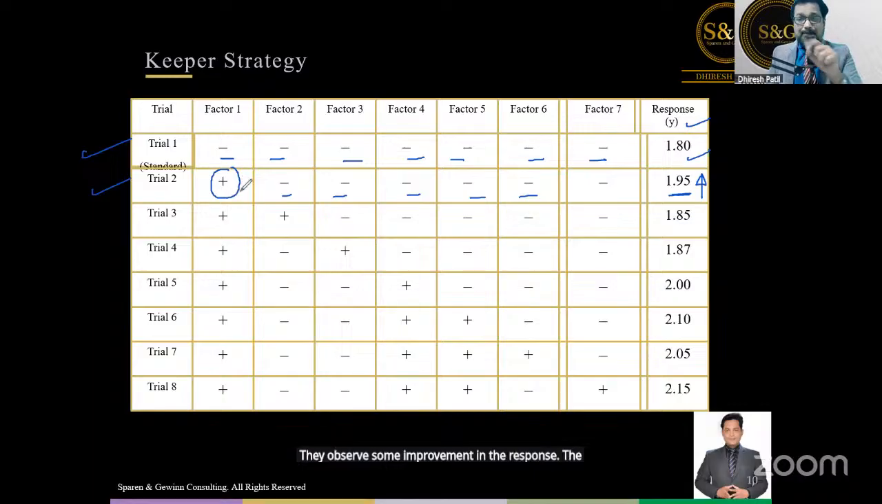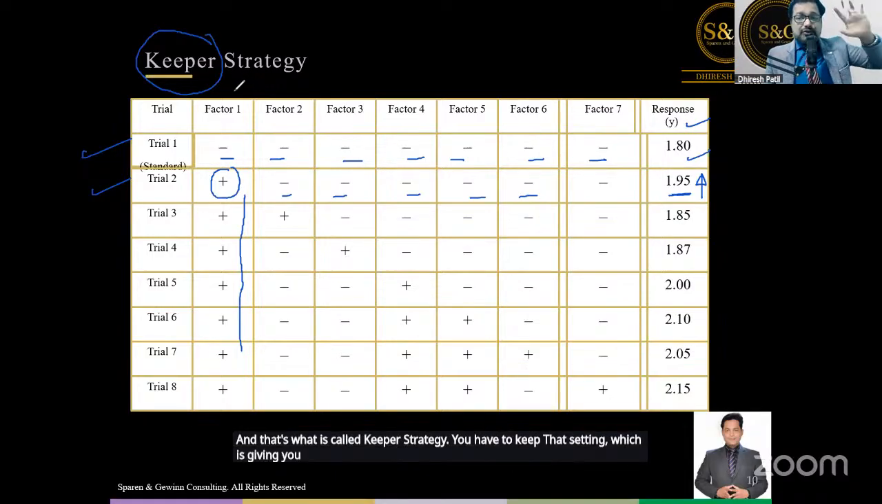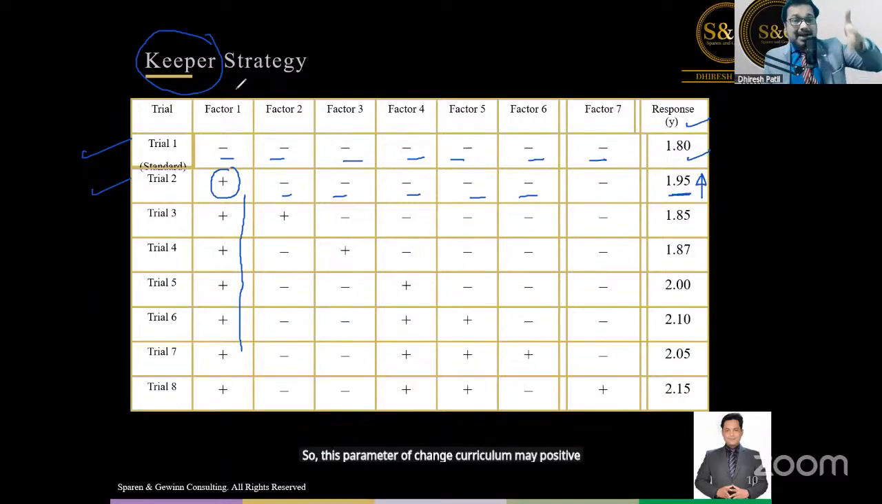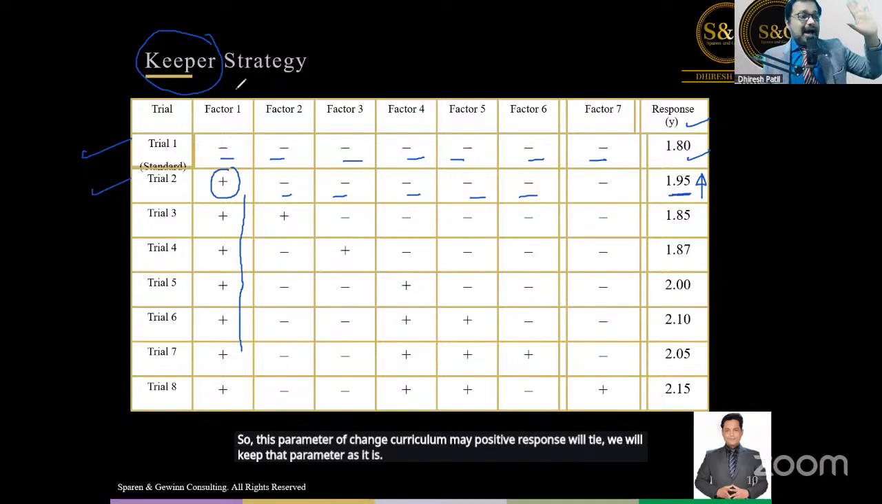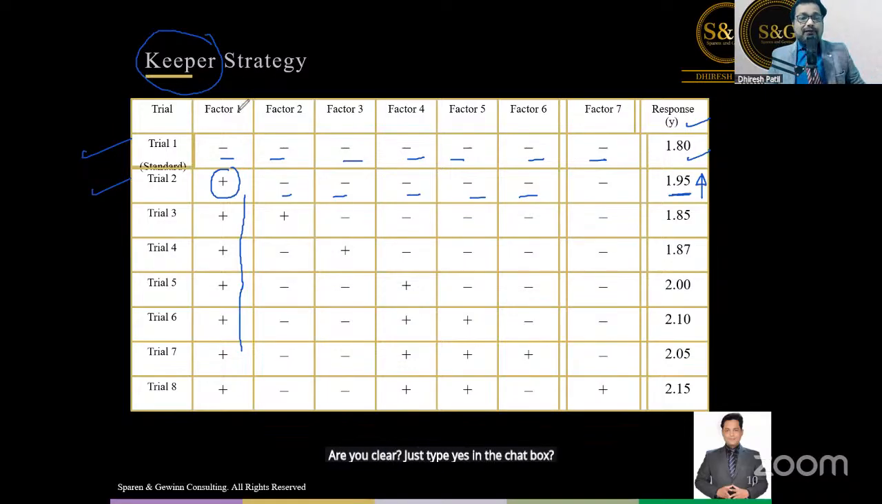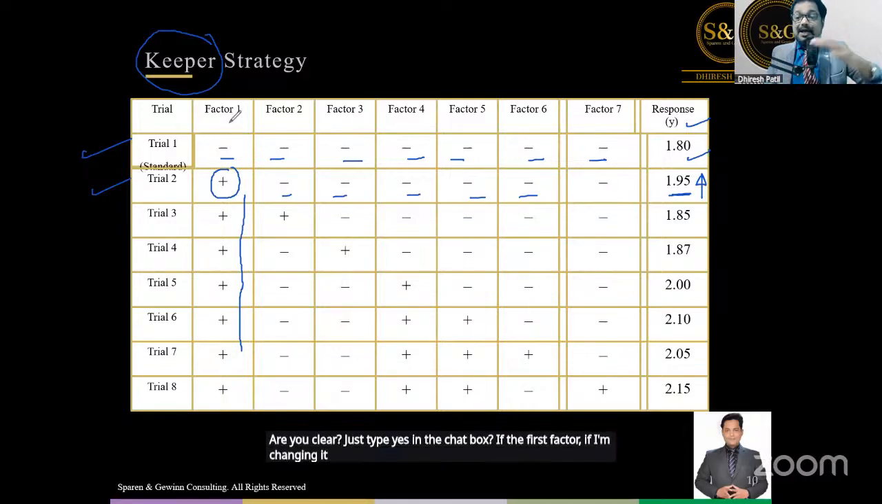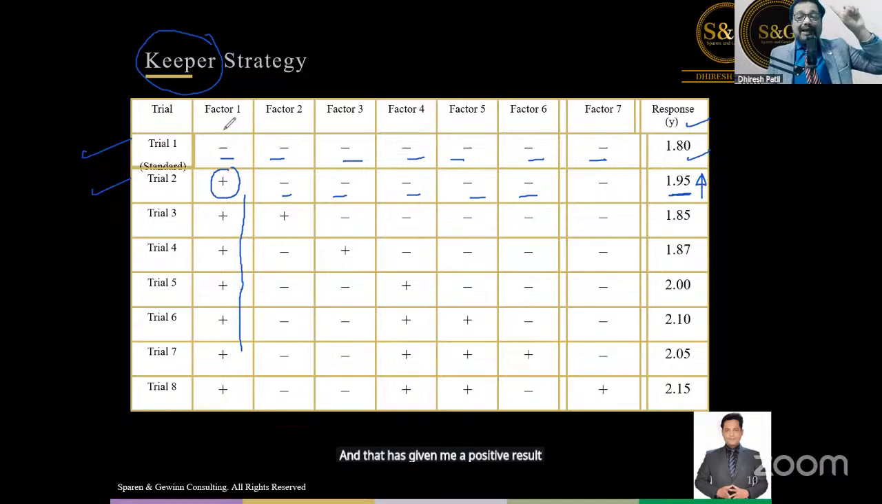The moment they found improvement, they will keep the same setting across all the experiments. And that's what is called keeper strategy. You have to keep that setting which is giving you positive response. Are you clear? So the parameter by changing which we get a positive response, we will keep that parameter as it is. Are you clear? Just type yes in the chat box. If the first factor, if I'm changing it to plus and that has given me a positive result, I will keep that setting as it is. Measuring the result. Exactly.